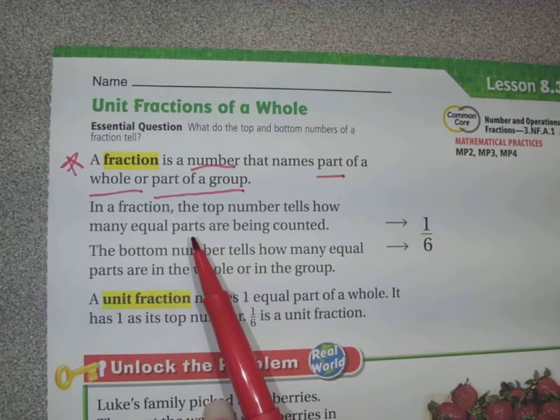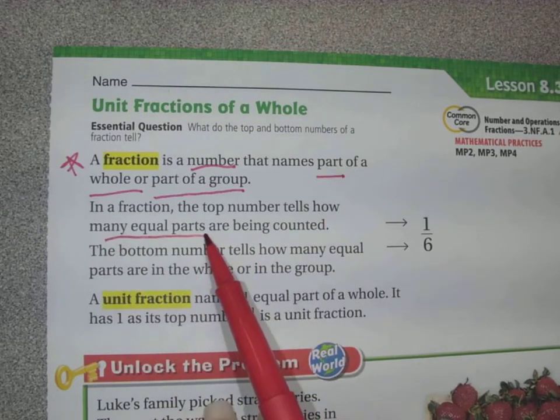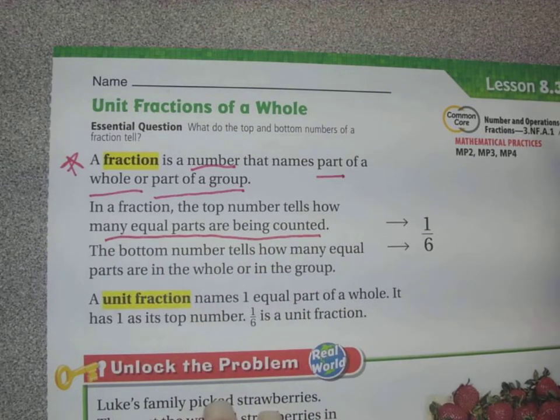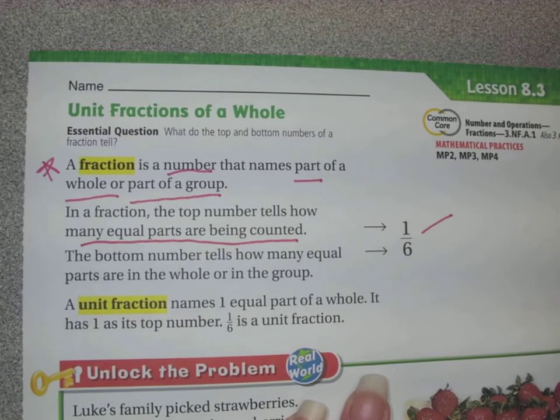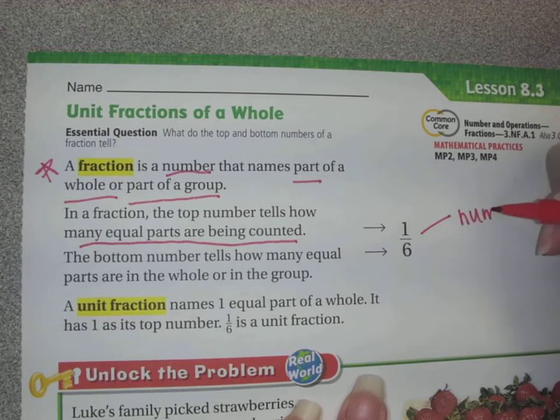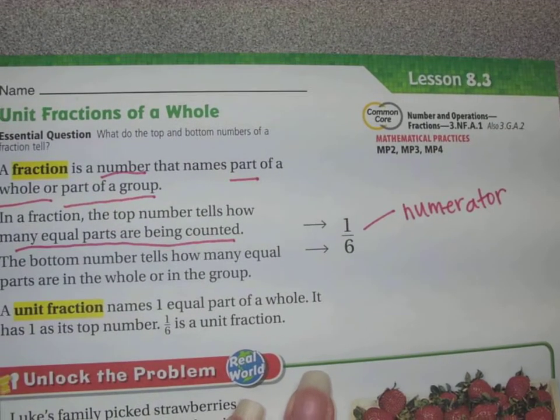In a fraction, the top number tells how many equal parts are being counted. And it also has a special name, guys. This top number that tells us how many equal parts are being counted, that's called the numerator. The numerator, the top number in a fraction.